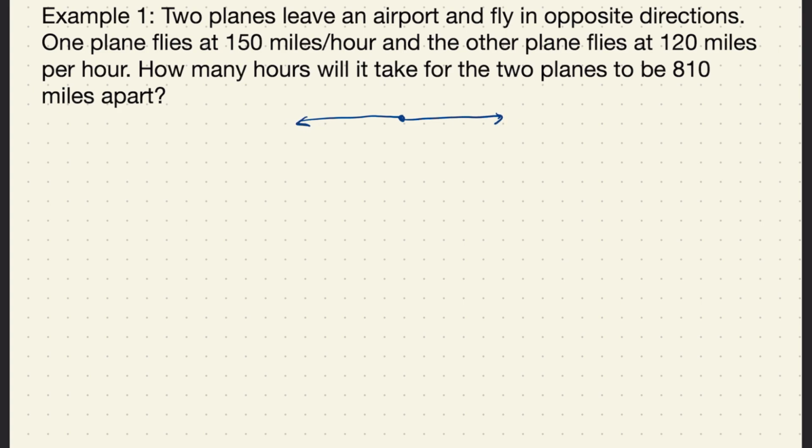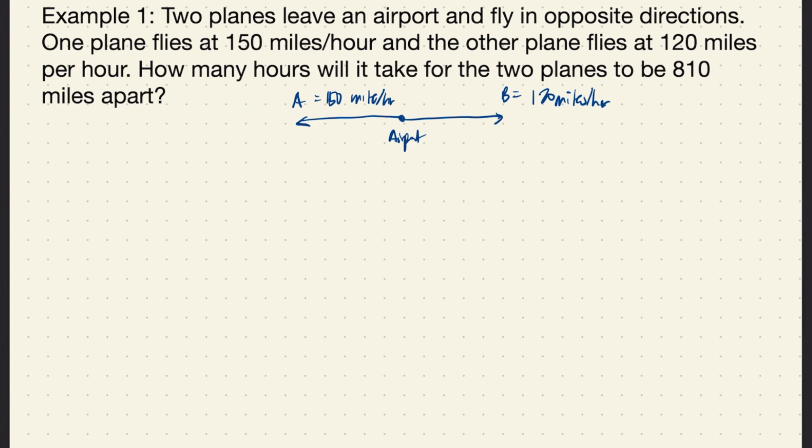Let's say plane A goes at 150 miles per hour. This is the airport, and then plane B goes at 120 miles per hour. So we are asked what will be the time for them to be 810 miles apart. As time goes by, their distance grows bigger, no? In this case, we're given both of the speeds and we would like to get the distance.